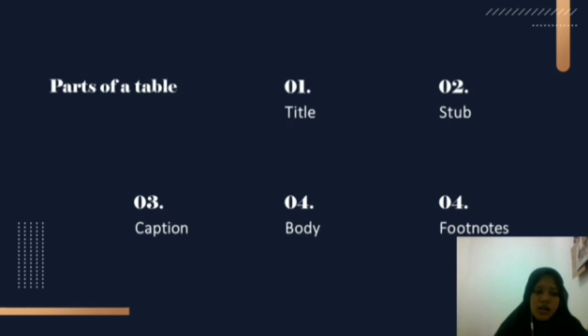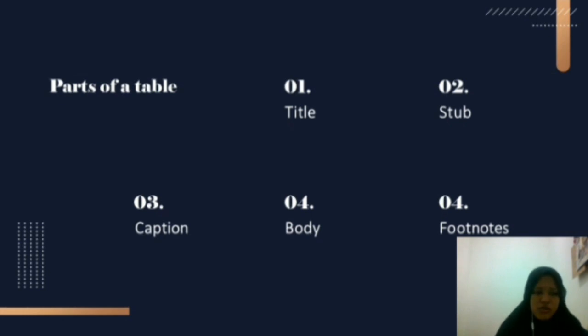Stub. The column at the leftmost of the table is called the stub. The stub has a stub heading at the top of the column. Not all tables have a stub. The stub shows the subcategories that are listed along the y-axis.